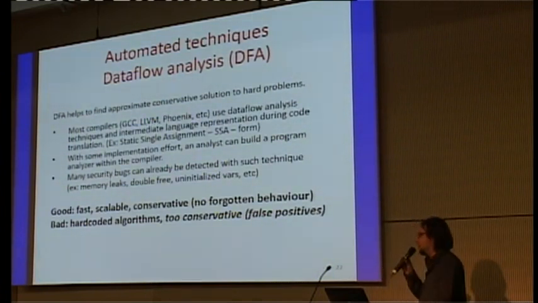It's conservative. Conservative means that it's going to compute an over-approximation of the result. So sometimes you're going to say that you have a bug, but you don't have a bug. So it's a false positive. So you don't miss bugs, but at least it goes fast. And what's bad about data flow analysis is that it's all hard-coded. So the known data flow analysis algorithms are based on intermediate forms such as static single assignment, SSA, and everything.